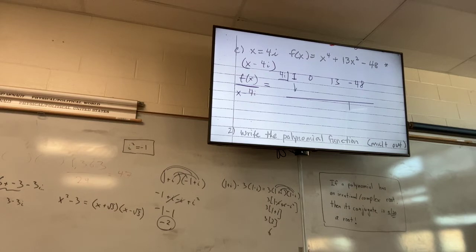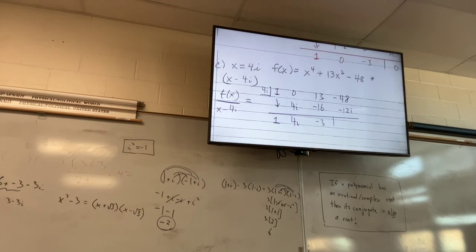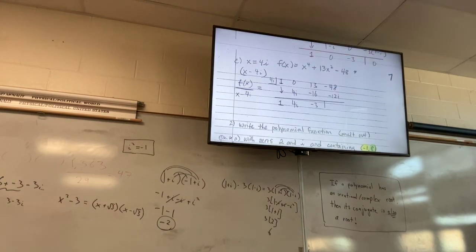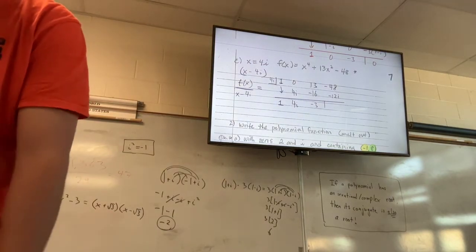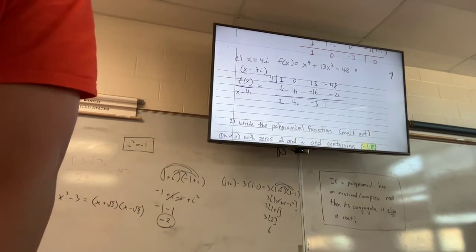Okay, drop down that 1. 4i times 1 is 4i, 0 plus 4i is 4i. 4i times 4i is negative 16. 13 plus negative 16 is negative 3. Did I do something wrong? That's going to give me negative 12i. There's a star next to it. What does the star mean? Maybe it's impossible. Yeah, that's probably what it is.